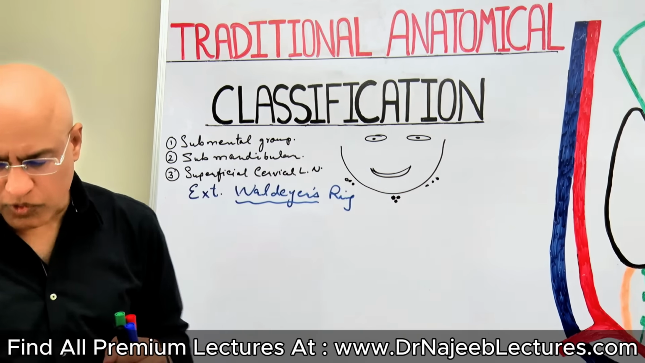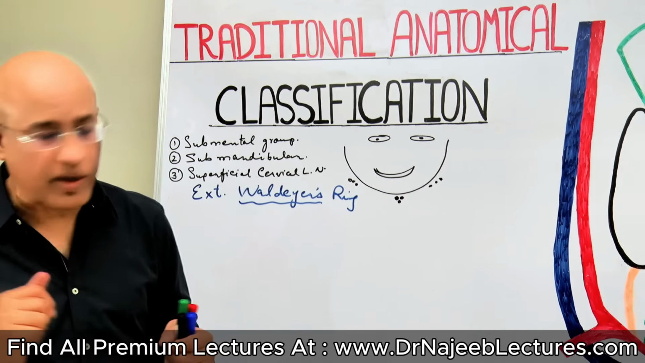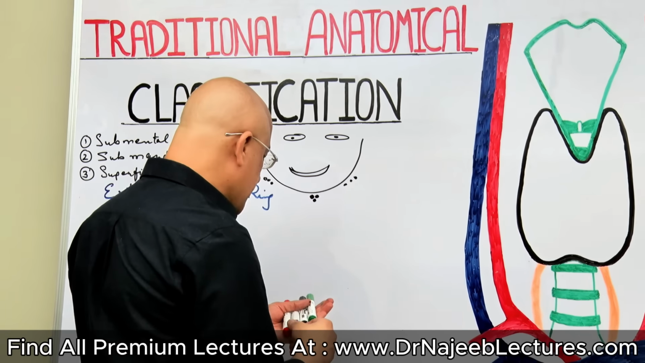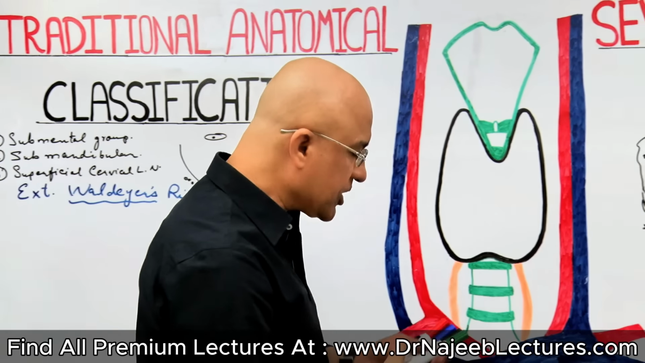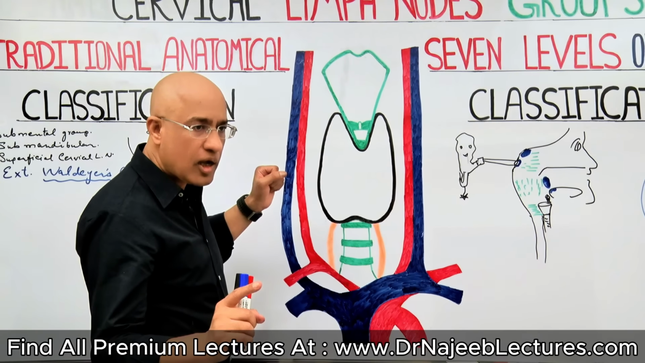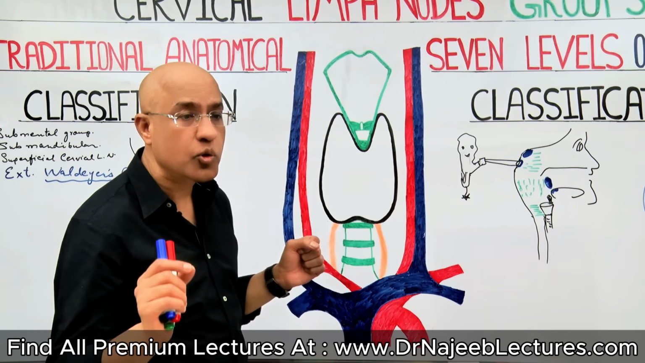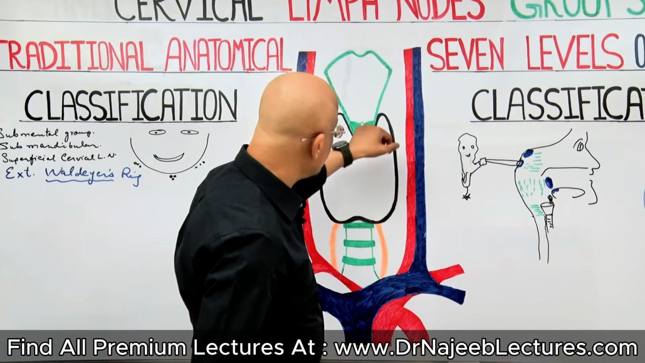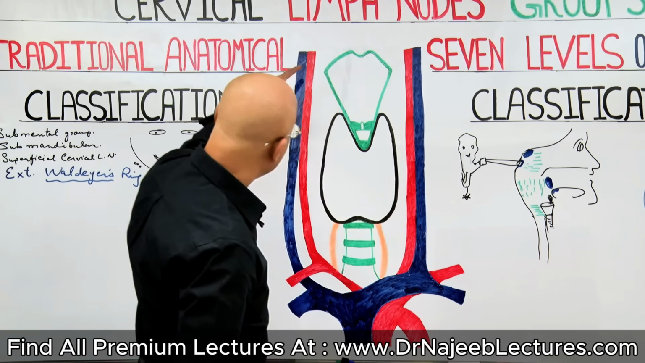Now we go to the next group, and next group is deep cervical lymph nodes. So let me draw deep cervical lymph nodes. I will especially now talk about lymph nodes along the internal jugular veins, right? Here we are showing the internal jugular veins, right?